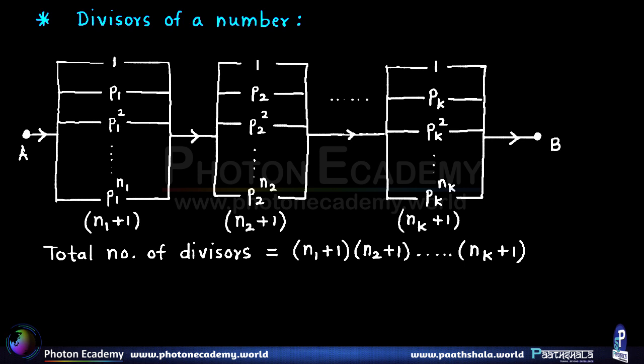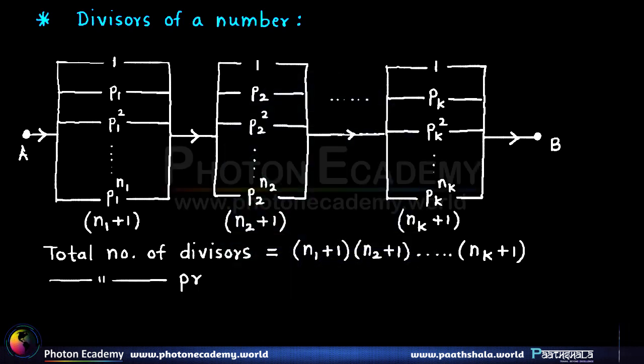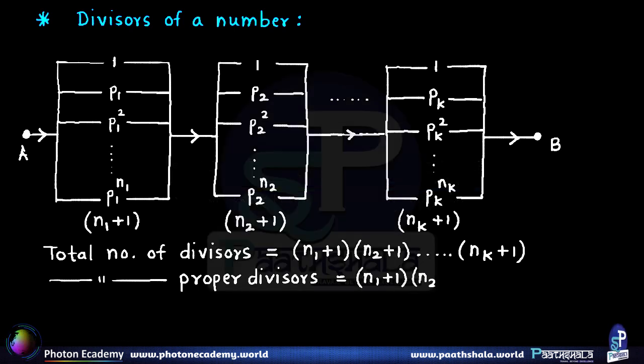Of course, this count also includes the two numbers 1 and the original number n itself as divisors. If you don't want to include them and consider only what are called proper divisors, then we have to subtract 2 from the above answer. So the total number of proper divisors is given by the above product, that is, (n1 plus 1)(n2 plus 1) and so on up to (nk plus 1), minus 2.